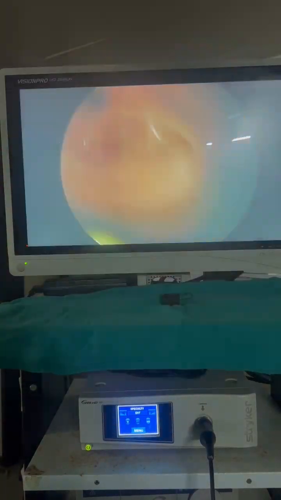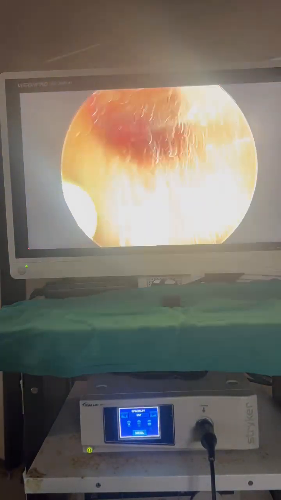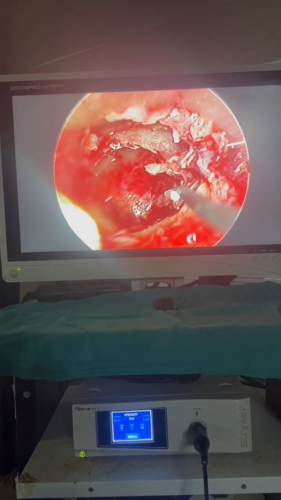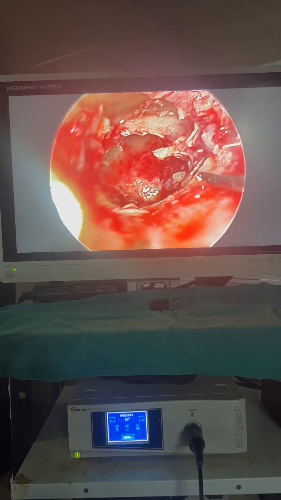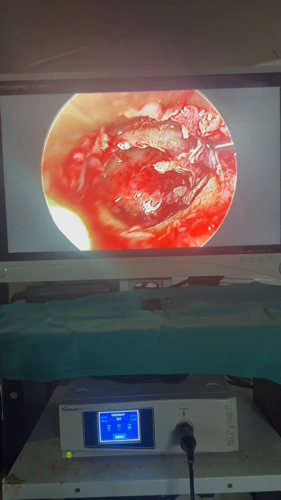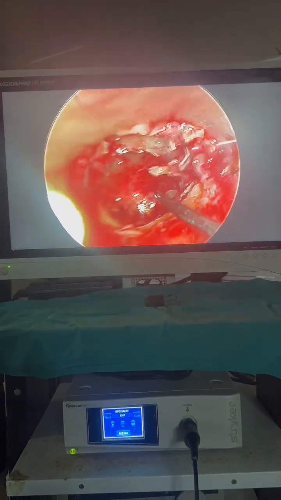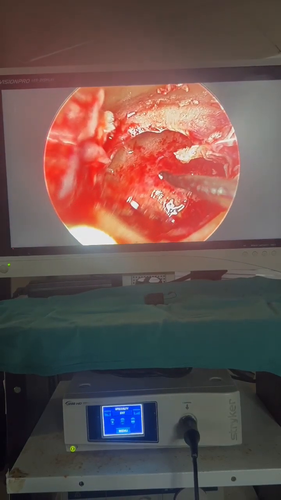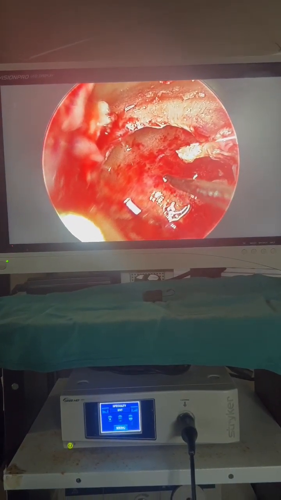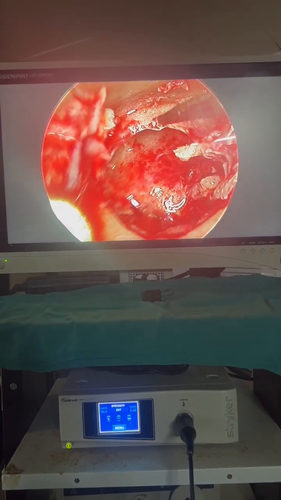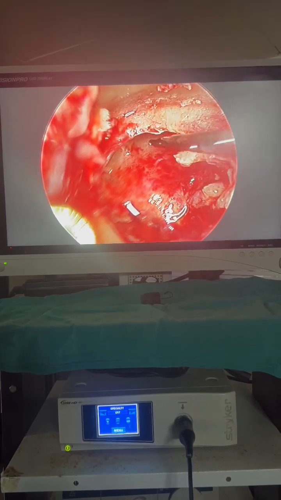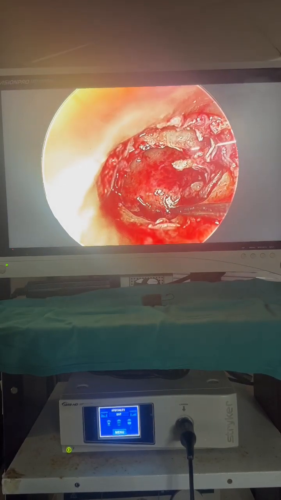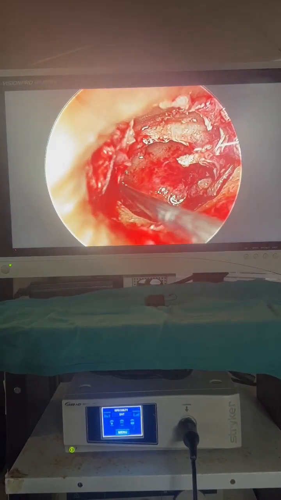Study the middle ear anatomy. Middle ear anatomy, after elevating the flap, you can see this flap has been elevated. What you see is the medial wall, anterior wall up, this is the posterior wall, and that's the inferior wall.